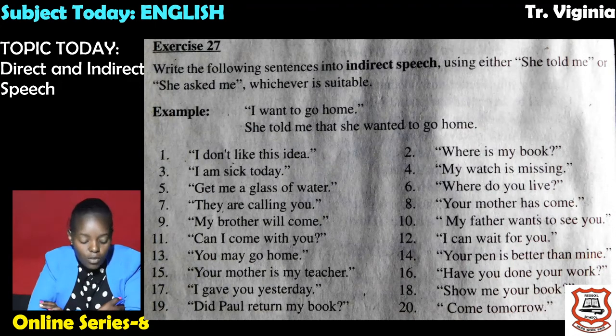Number seven: They are calling you. Change that into indirect speech. You are being called.